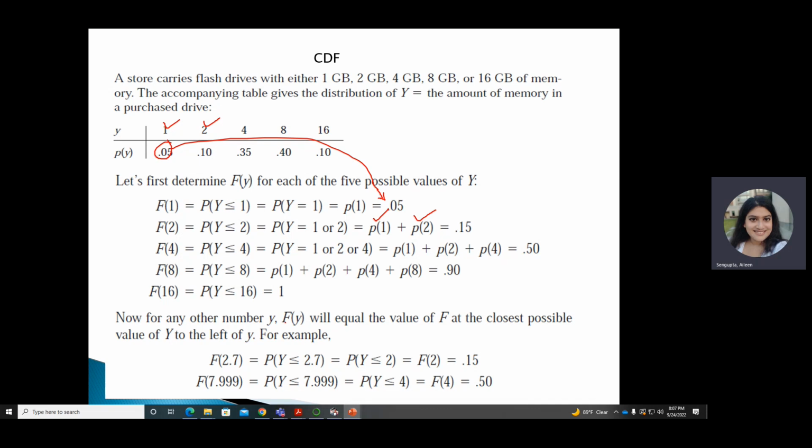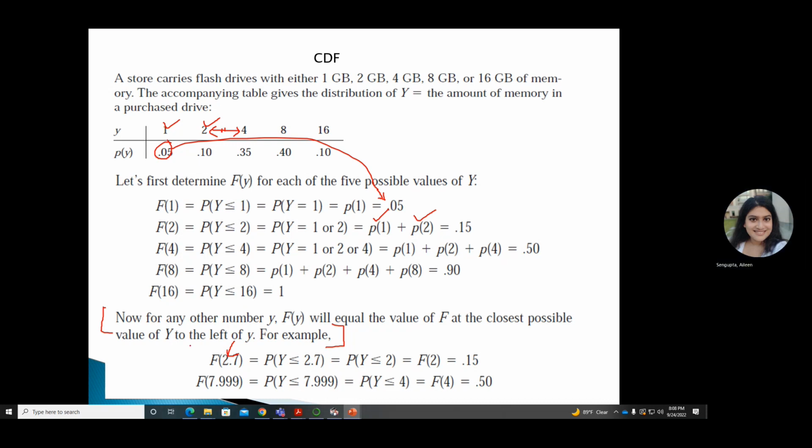Now for any other number y, F_Y of y will equal the value of x at the closest possibility of y. Now this is very, very important, because you may ask, well, this is CDF, right? So what if I give you any other values which are not a discrete value or not a whole number? Let's consider a non-whole number. So what about 2.7? It lies between 2 and 4, right? Somewhere between 2 and 4. So if I consider this as 3, this value should be somewhere out here, right? So 2.7, how do you interpret that though?